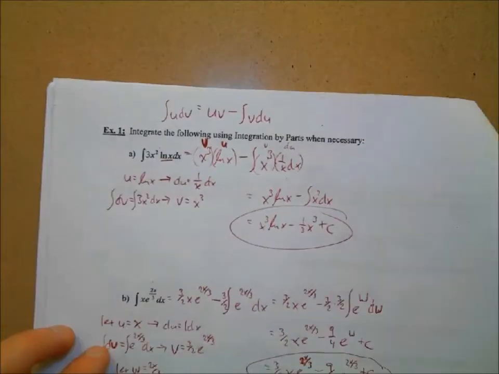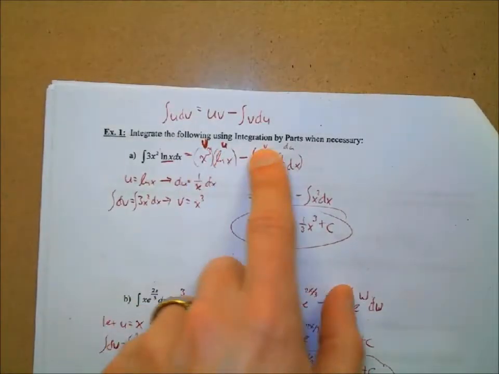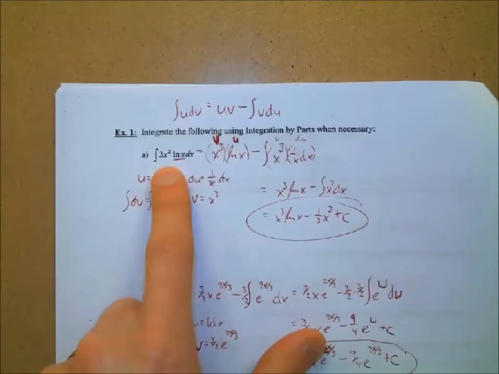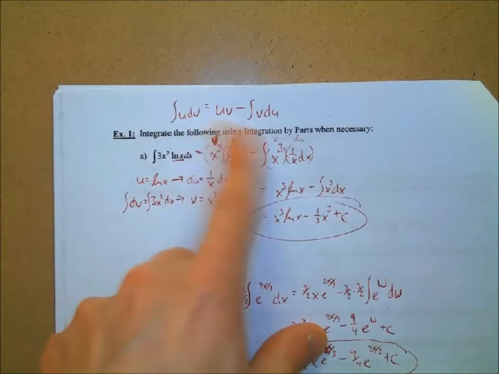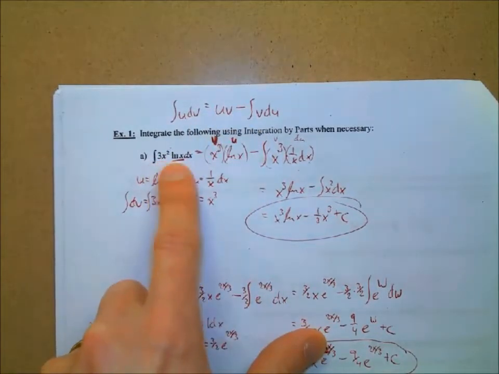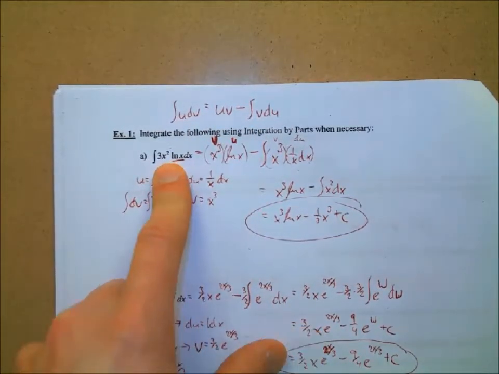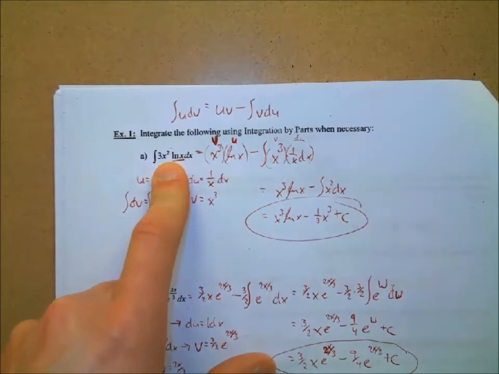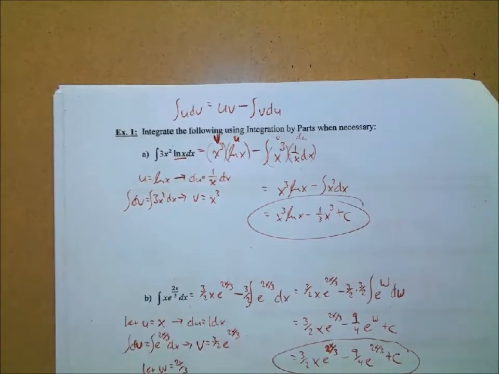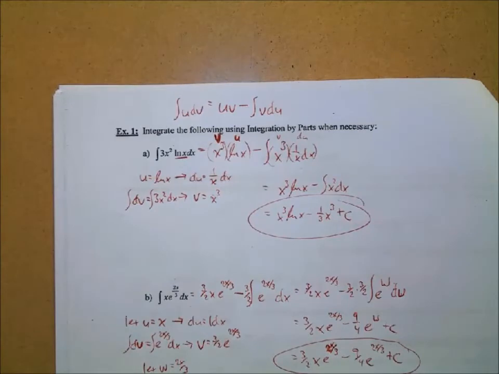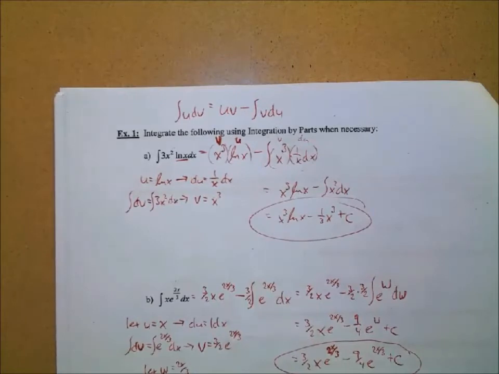All right, so let's take a look here. We want to integrate the following using integration by parts when necessary. So again, I rewrote the integration by parts rule up here. Our very first problem is written right here. If you just consider this without looking at my work, you'll see that this is something we couldn't integrate before today. We don't know how to integrate something like 3x squared times the natural log of x. We could try u substitution, but what would our u be? It just wouldn't work out.